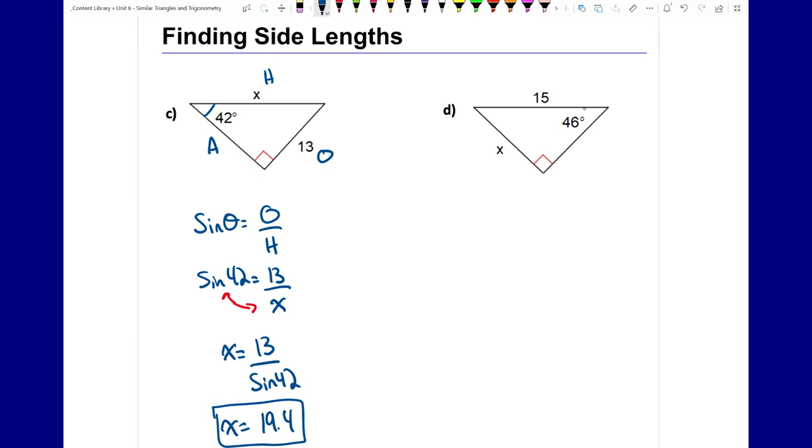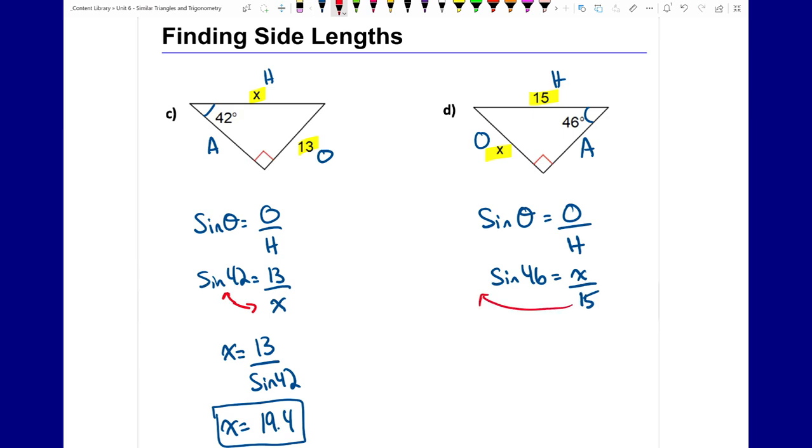Next one, again, labeling. So we have our hypotenuse, we have our opposite based off of the reference angle, our adjacent. We're dealing with the opposite and hypotenuse, which I forgot to highlight in the last one. You don't have to highlight it, but I like to highlight it because it makes the sides that we're dealing with stick out. And when we're not told specifically what ratio to use, it helps to know what sides we're dealing with. So again, sine theta equals opposite over hypotenuse. Sine 46 is equal to x over 15.